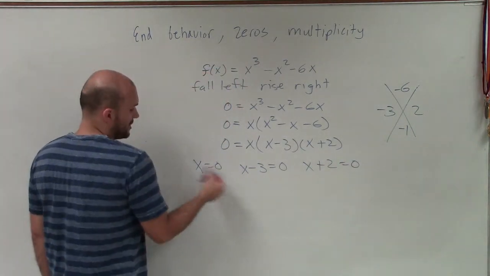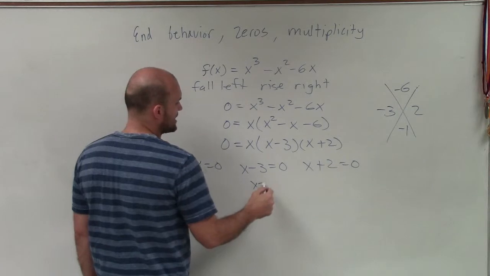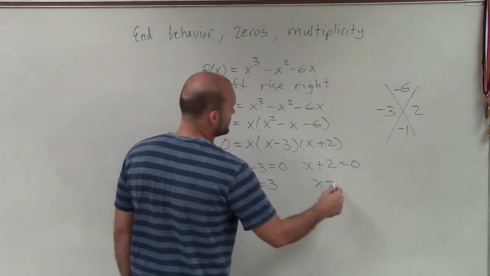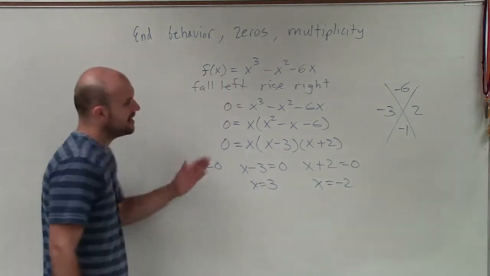OK, so therefore, I already know x equals 0. Here I'll add 3 on both sides. x equals 3. Here I subtract 2 on both sides. x equals negative 2. And now I have all three zeros.